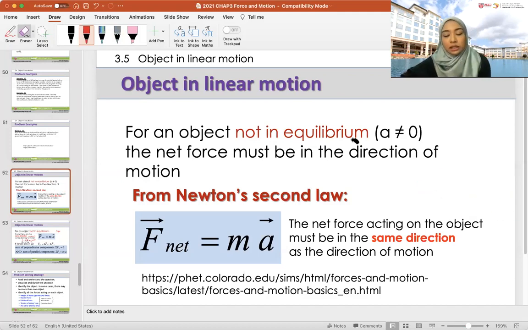For an object not in equilibrium, A is not equal to 0. It doesn't matter how it gets A not equal to 0, as long as A is not equal to 0, it is confirmed not in equilibrium. So the net force must be in the direction of motion.